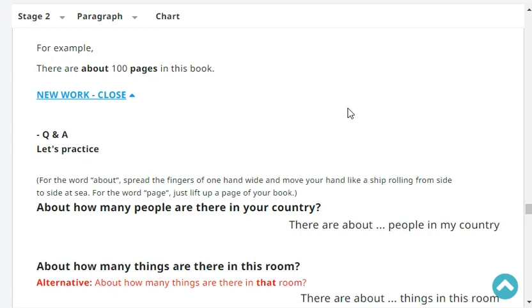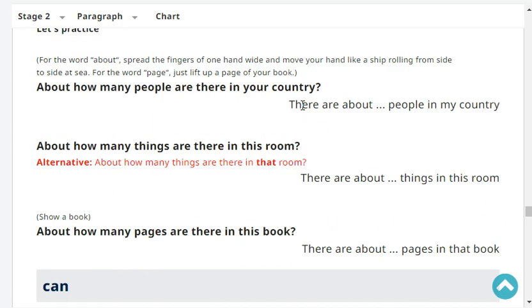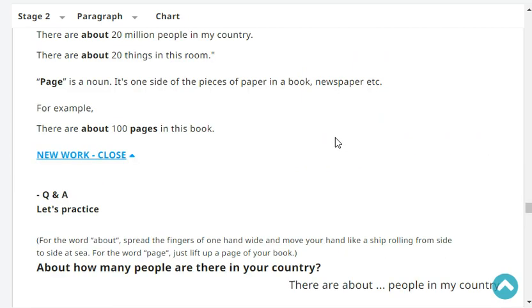So we use about. Okay, next. About how many things are there in this room? There are about five things in that room. Very good. About how many pages are there in this book? There are about 100 pages in that book. Very good. Okay, next. Last one.